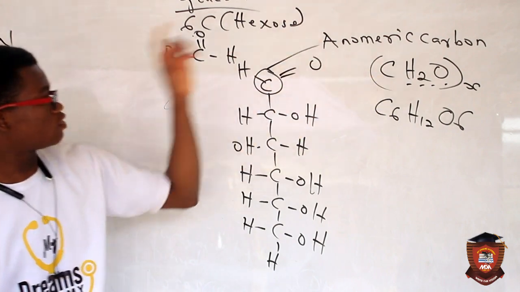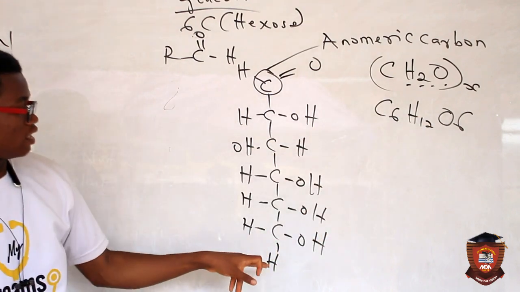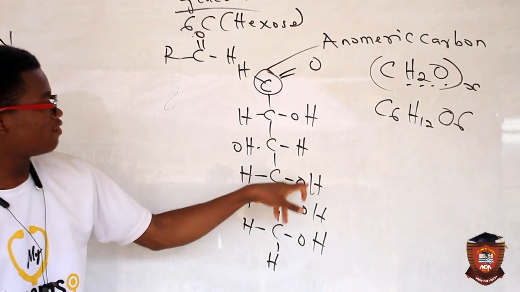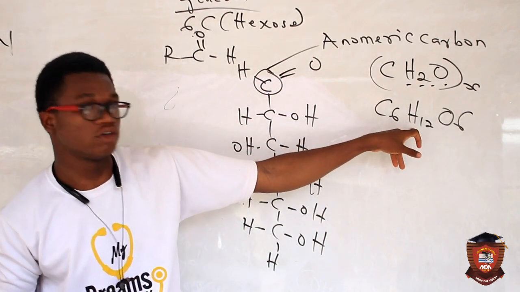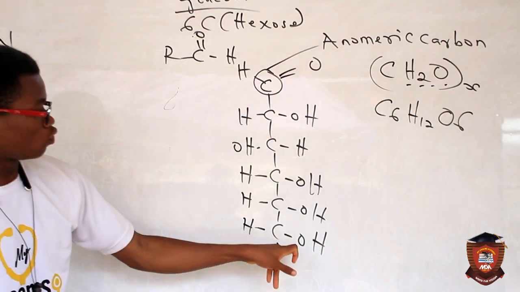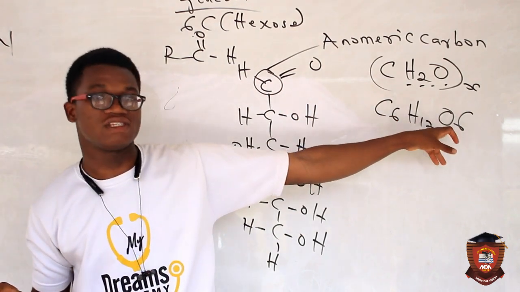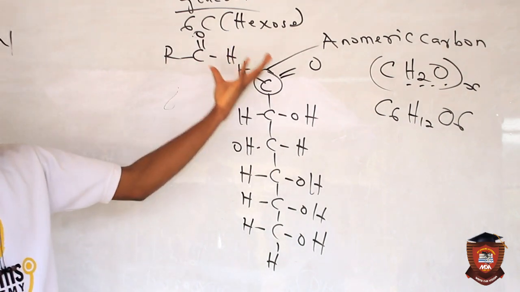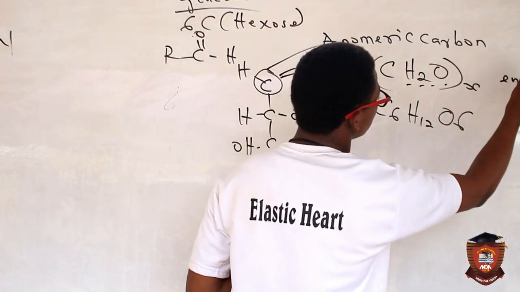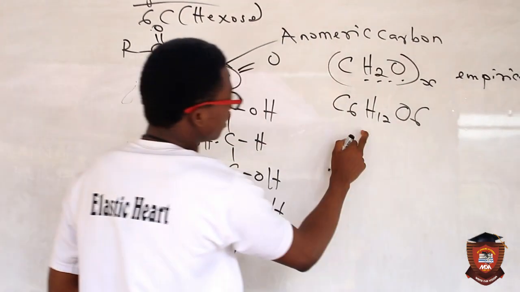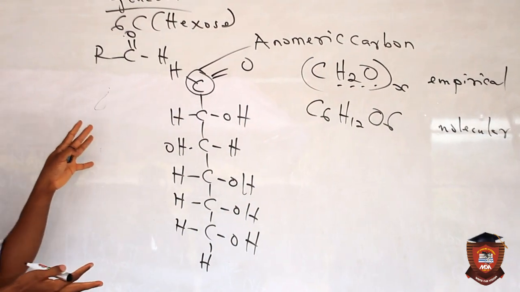So we have C6. So let's do the count. 1, 2, 3, 4, 5, 6. We have H12. So we can take 1, 2, 3, 4, 5, 6, 7, 8, 9, 10, 11, 12. So we've arrived at C6. We also arrived at H12. So let's see whether we can get O6. So this is 1, 2, 3, 4, 5, 6. So we have C6H12O6 as the molecular formula of glucose, and this is the structural formula, and this is the empirical formula. So this is the empirical formula of glucose. Empirical. This is the molecular formula. And this here is the structural formula.